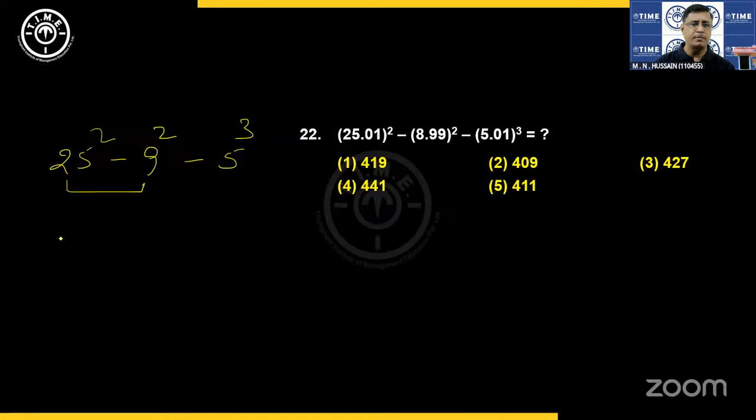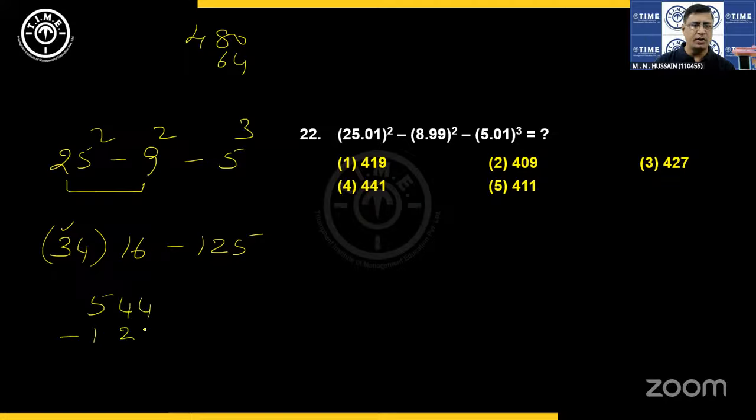A plus b, 25 plus 9, that is 34. A minus b. What is the difference of these two numbers? That is a 16. Minus 5 cube, that is 125. Now, first of all, find out the 34 into 16. 30 into 16, that is a 480. 4 into 16, that is a 64. The result is a 544 minus 125.